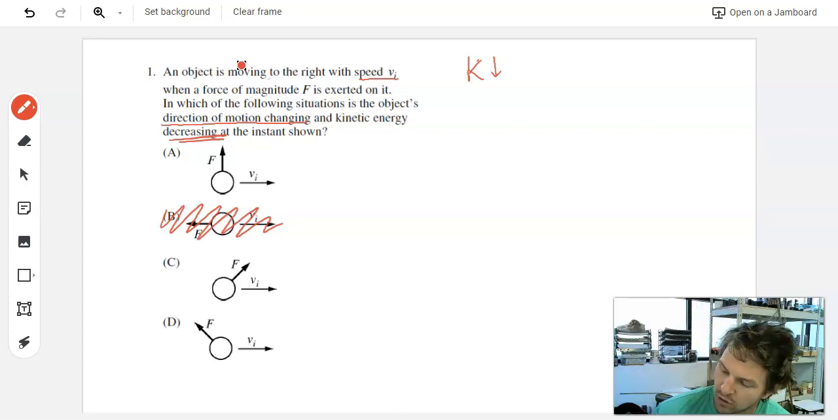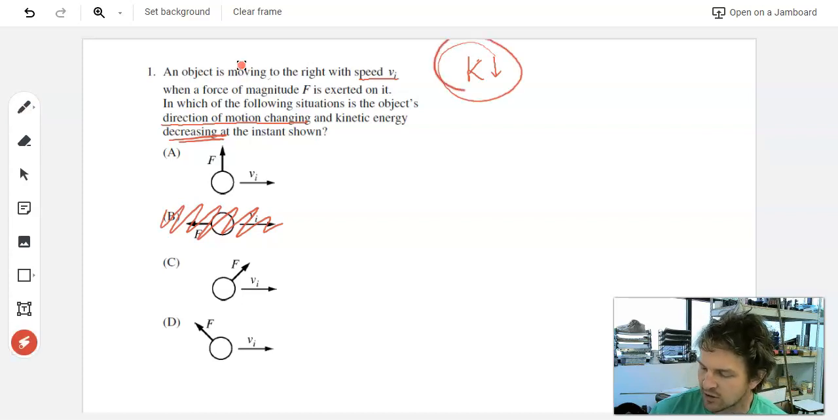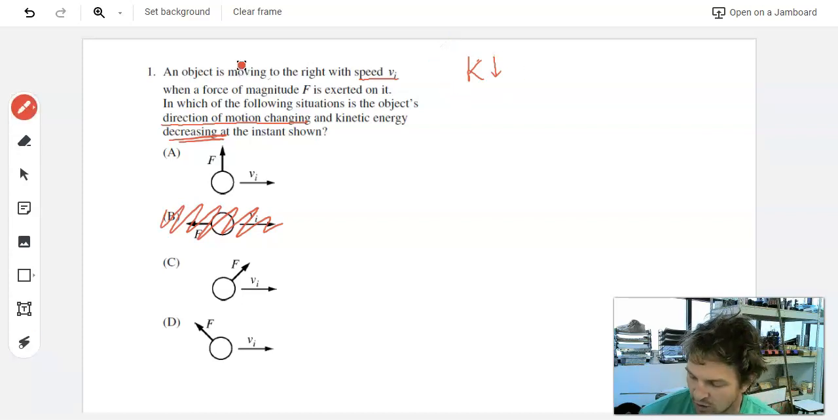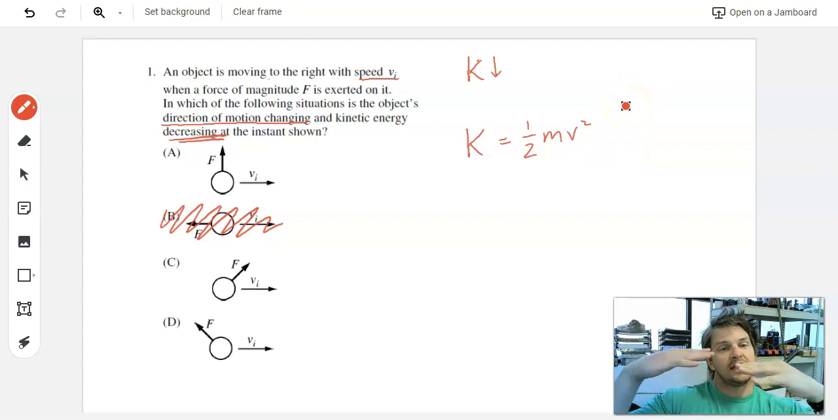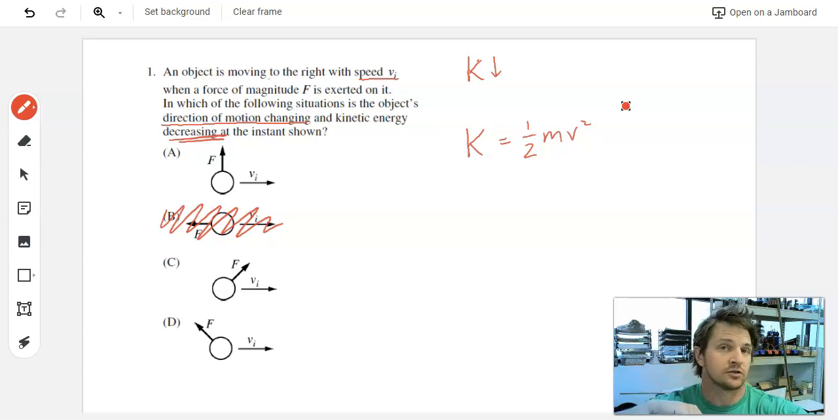Okay, so now I look at this piece. What's going to make the kinetic energy go down? We have to remember, kinetic energy is 1/2 mv squared. The mass of these balls is not changing. It doesn't say that's the only thing. There's only a force being applied to it. So I need to figure out which one is decreasing its speed, right? And the only way that's going to happen is if any component of that force is pushing back against the direction it's going, right?